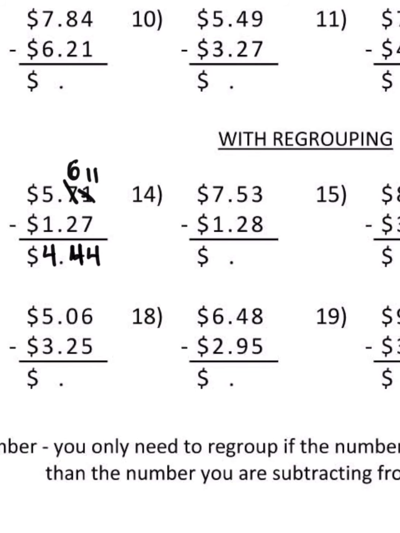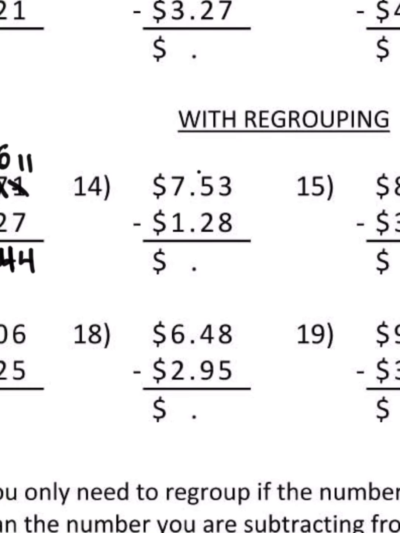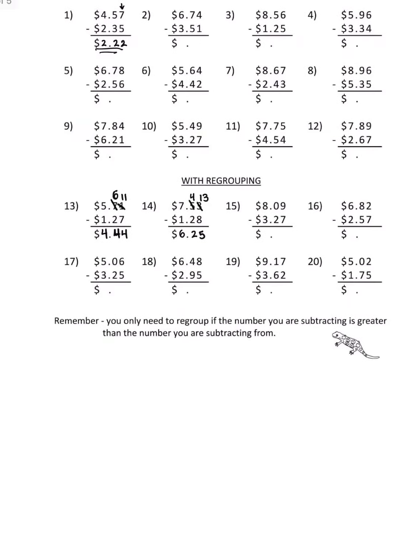Now, the second problem for with regrouping asks us to subtract $1.28 from $7.53. So just like before, we transfer the 5, we change it into a 4, and transfer that number to the 3, so the 3 turns into a 13, and 13 minus 8 would be 5, and 4 minus 2 is 2, and 7 minus 1 is 6, so your answer would be $6.25.